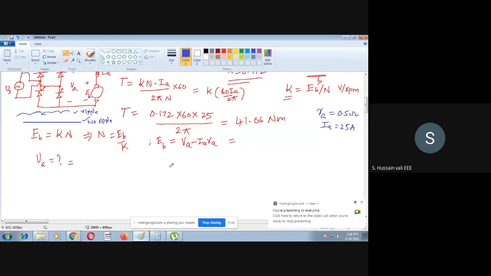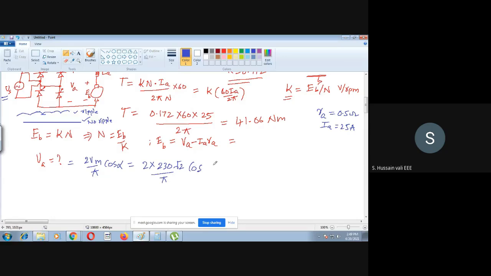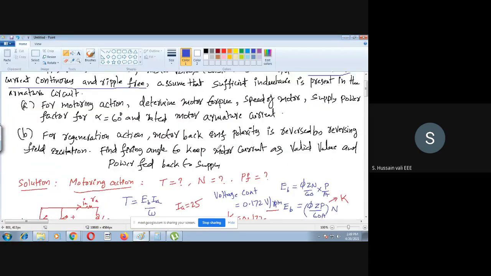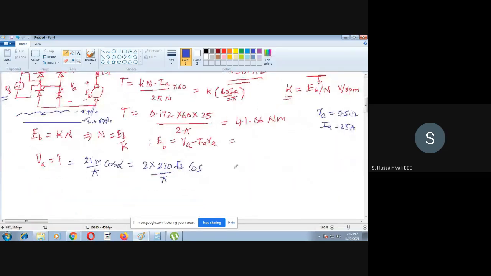So for a continuous conduction mode, what is the expression for VA? It is 2Vm by pi into cos alpha. Vm is the maximum value of the supply voltage. The RMS value of the supply voltage he said in the problem is 230 volts. So Vm is 230 into root 2, divided by pi, into cos alpha. What is the firing angle he has given in the problem? Alpha is equal to 60 degrees. So you put 60.